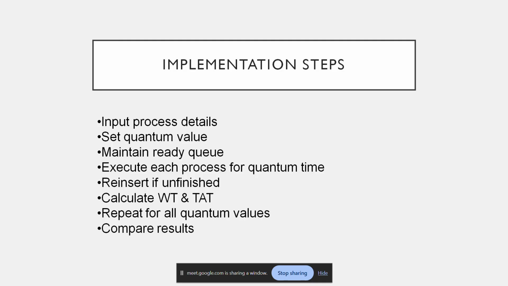Implementation. These are the steps that I followed to implement the algorithm. First, I read the process information. Then I set the quantum. I used a ready queue to simulate how the operating system schedules the processes. Then each process is executed for one quantum, and if it still has some time left, it goes back to the queue. I calculated the waiting time and turnaround time for every process, and we repeat the same steps for all the quantum values and compare the results.